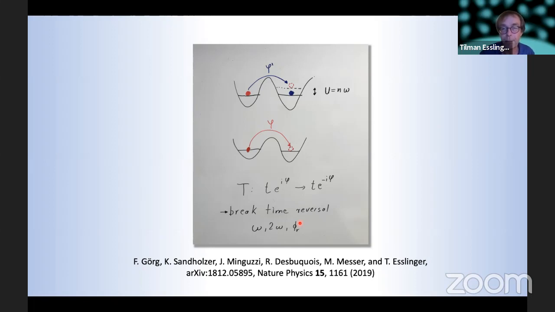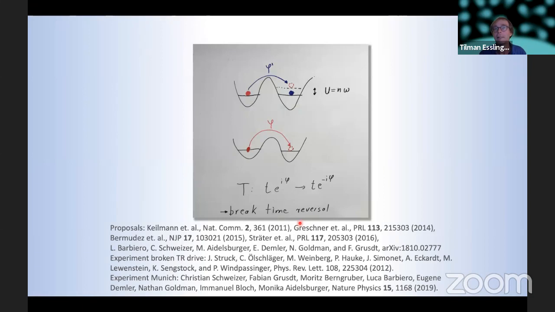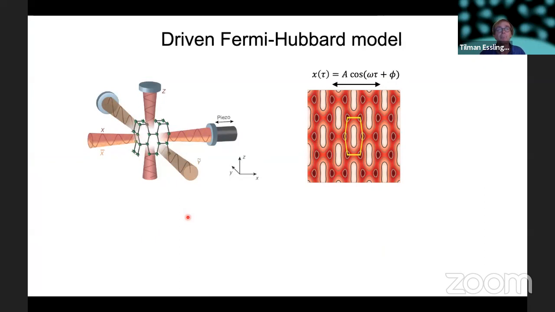And there had been proposals along these lines for how you can produce such Peierls phases, density-dependent Peierls phases. There had also been work on creating complex tunneling by breaking time reversal symmetry, so without density dependence. So there had been some work, and of course the list of work is not complete. So I list some of the work. Let's come to our experiment.